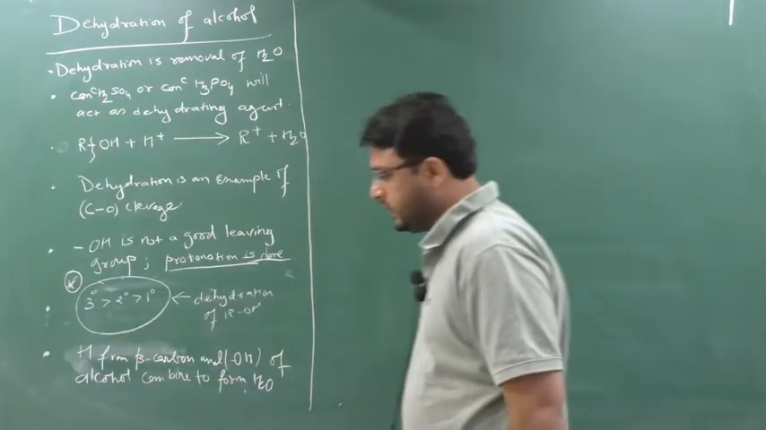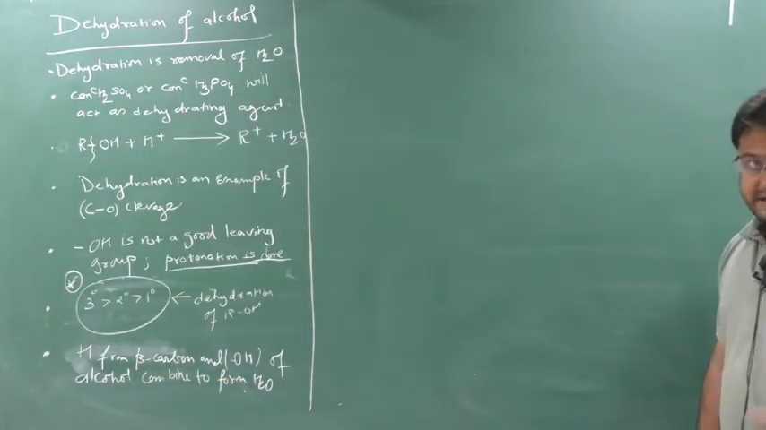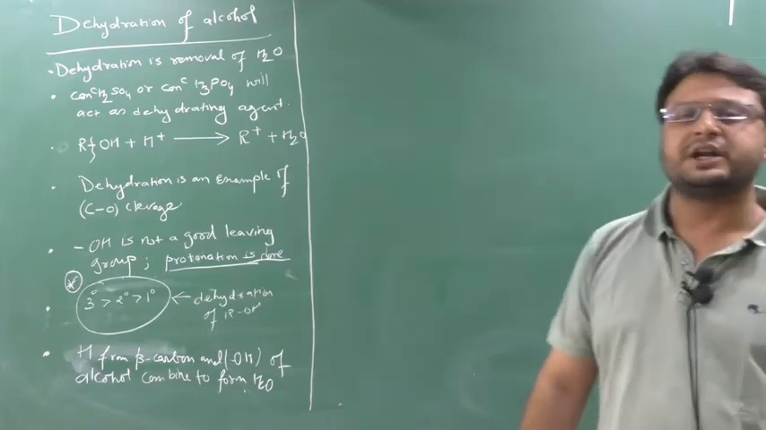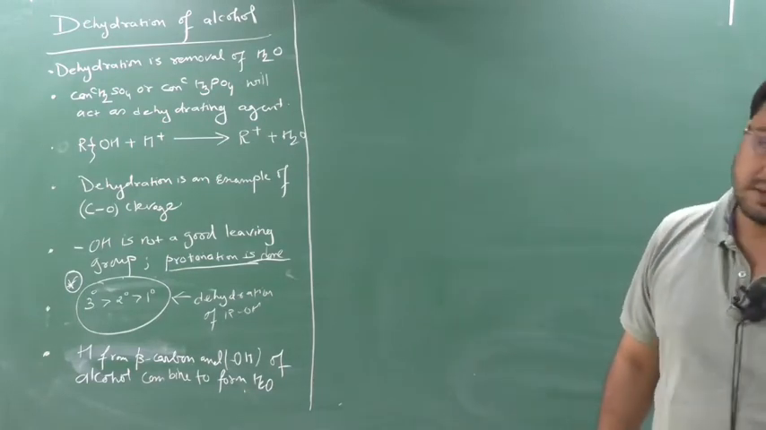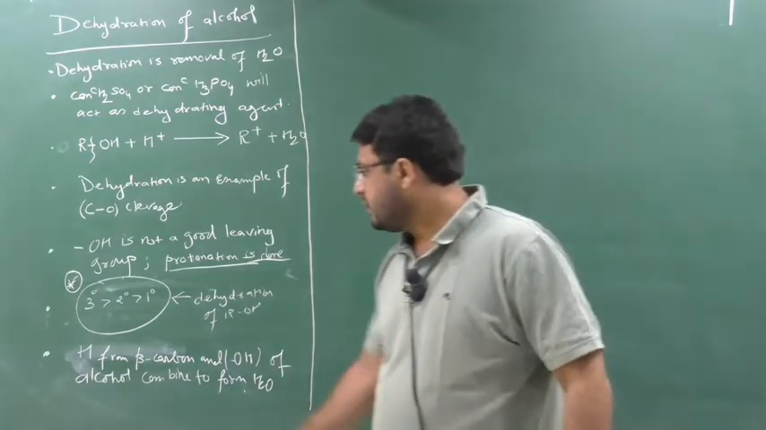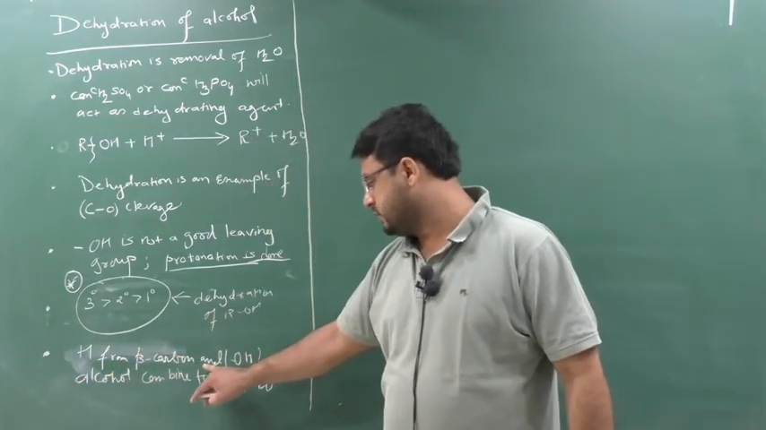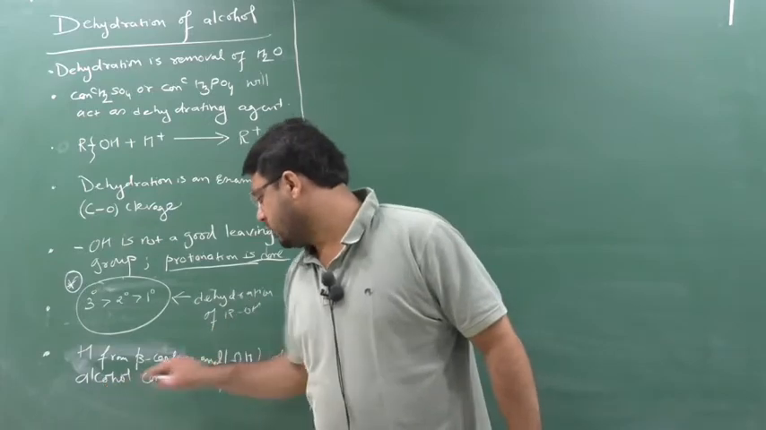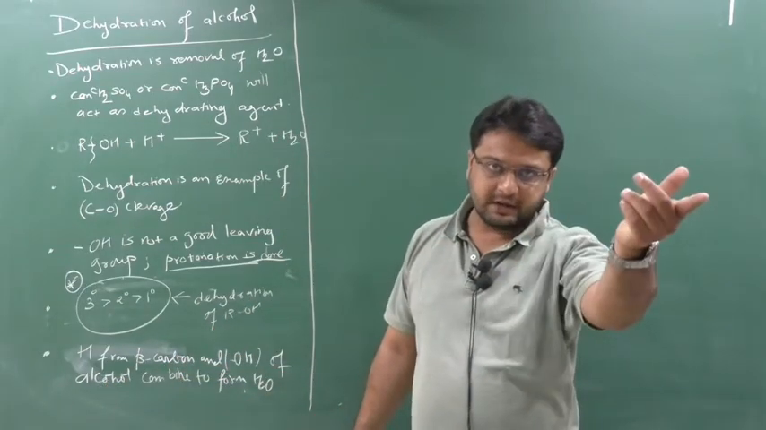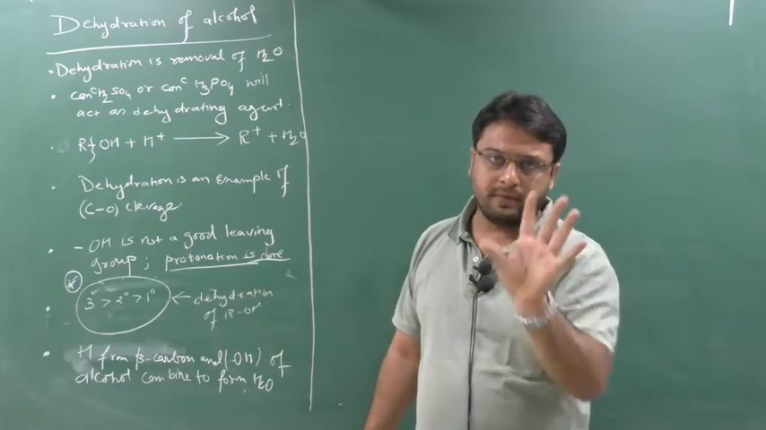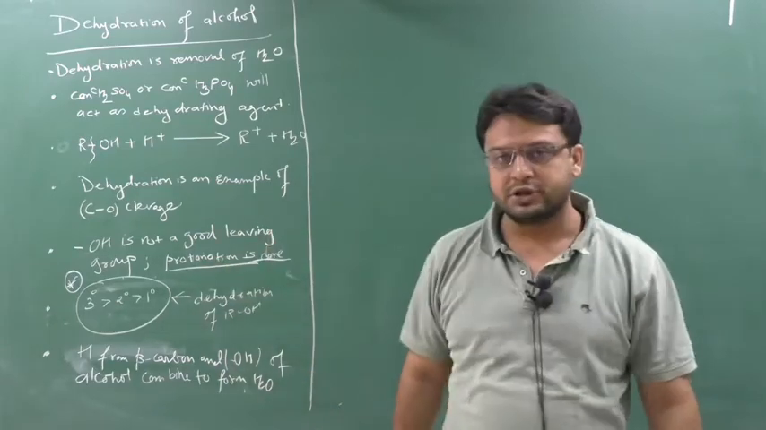How is the water forming? H will be from beta carbon. You may ask what is beta carbon. The OH containing carbon is alpha carbon. After that beta, then gamma. That you know from general organic chemistry. So H will come from beta carbon and OH from the alcohol. You combine these together to form water, and an alkene will be generated.